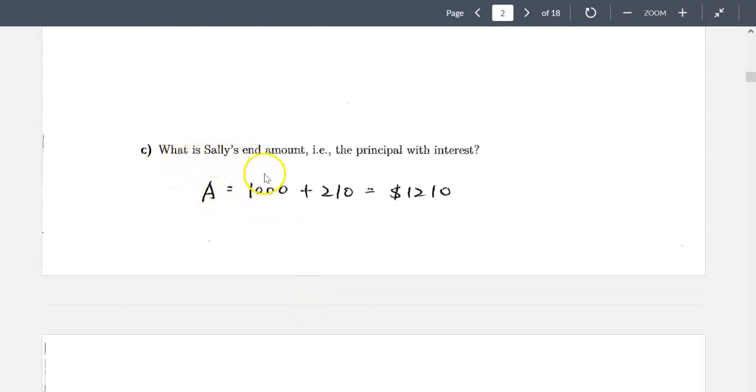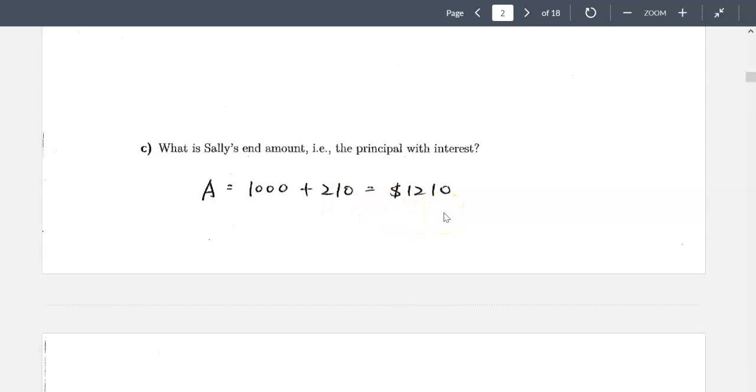So what is the ending amount, the principal together with the interest? Well, A means the ending amount. So A equals 1,000, that's how much money she put in, plus $210 in interest. So she'll get back $1,210.